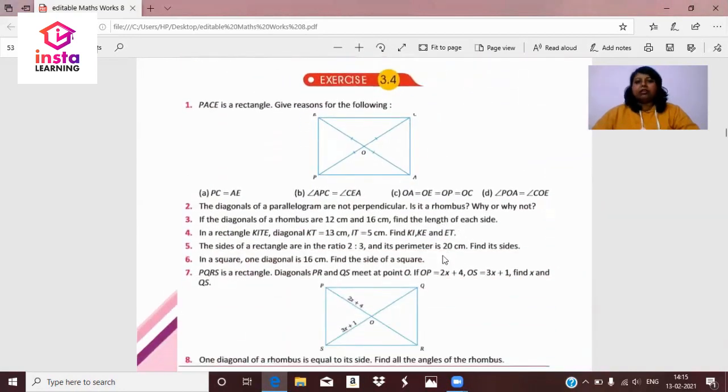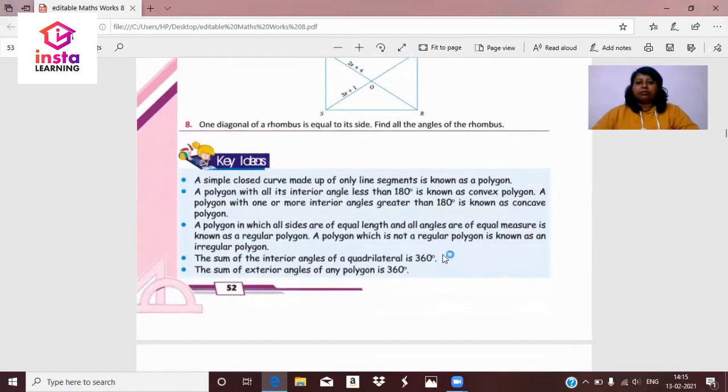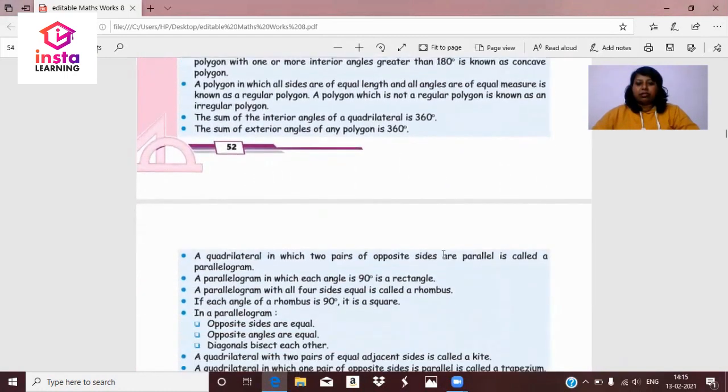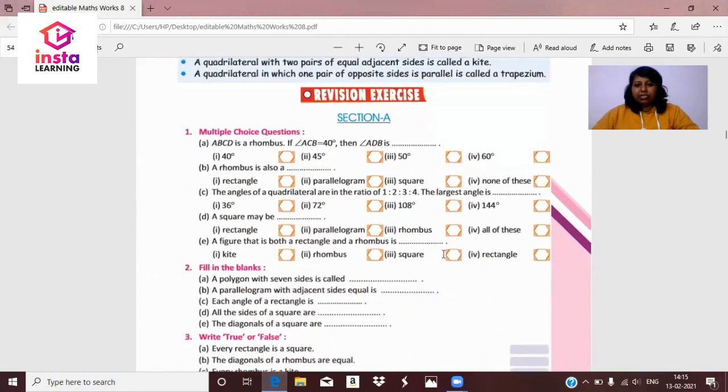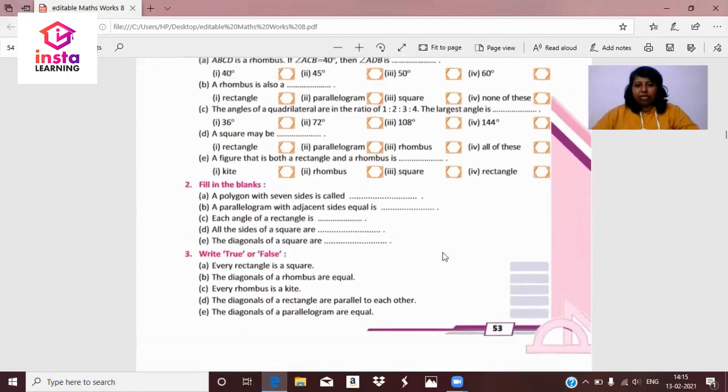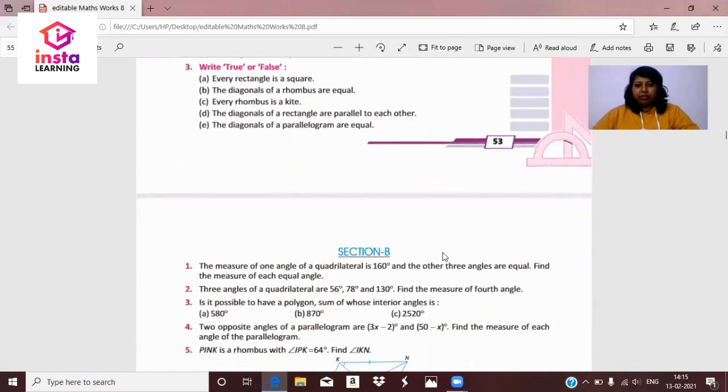Based on this, an exercise is also given. So students, this was the chapter, and revision exercises are given at the end of the chapter. As you can see, MCQs are given, fill in the blanks.